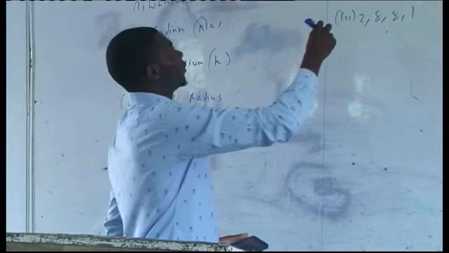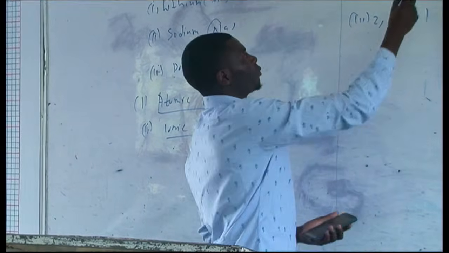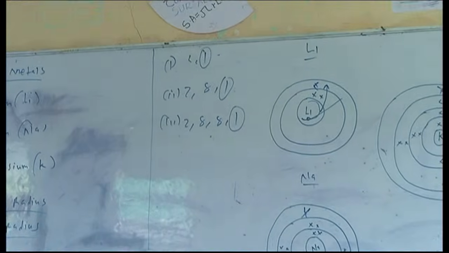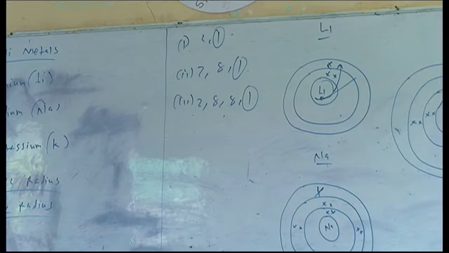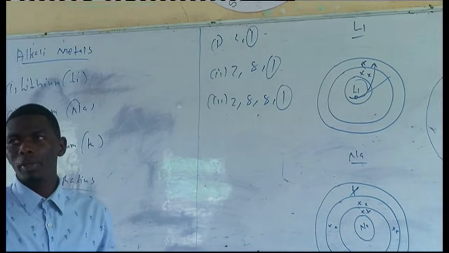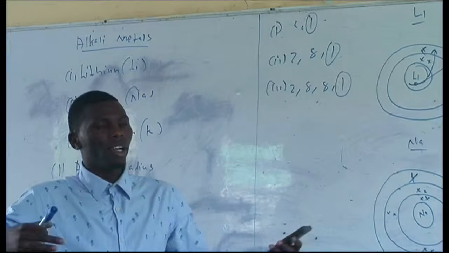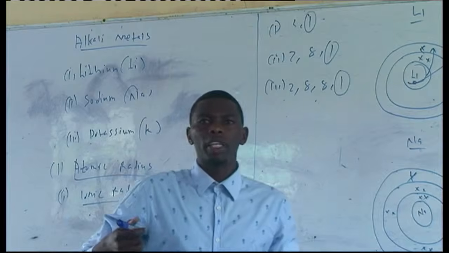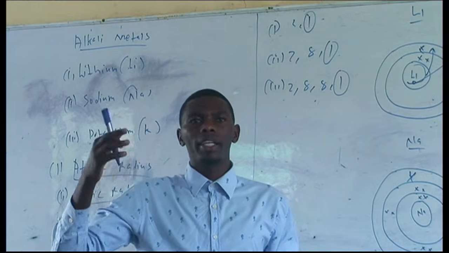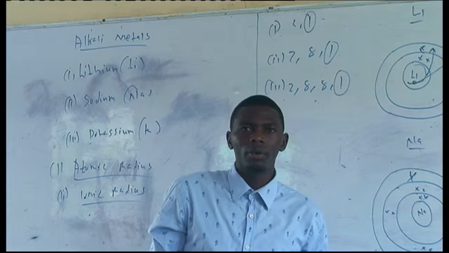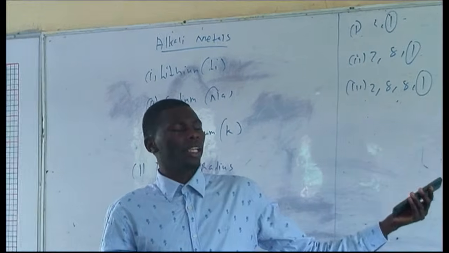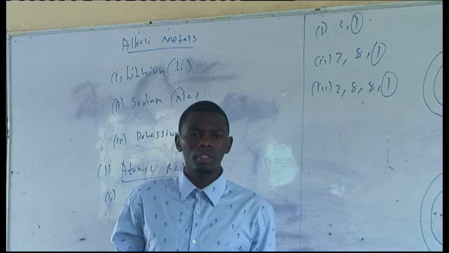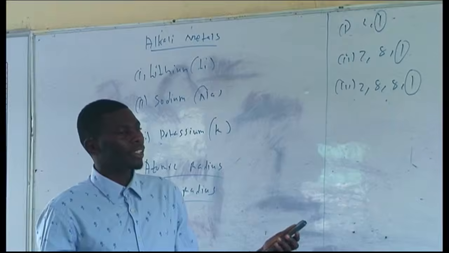In lithium, they lose one electron. Sodium, they lose one electron. And for potassium, they lose one electron, forming what we call the ionic radius. Remember, they want to be stable. So they have to lose one electron to attain what we call stability. So the ionic radius increases down the group.